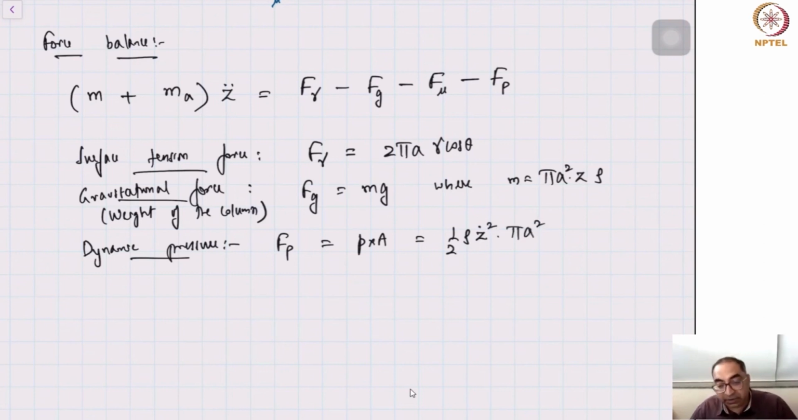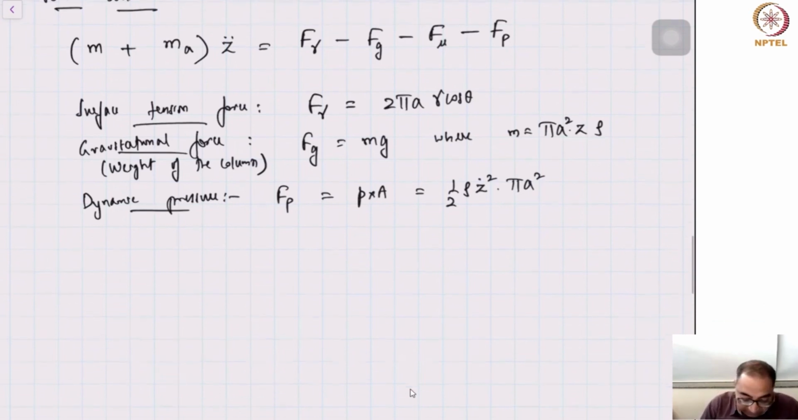Now one can easily understand why this term would enter. In the initial stages, the fluid is rising with almost like an inviscid flow, because the boundary layer is very thin. When the fluid is rising with a velocity of z dot, if I apply Bernoulli's equation, the pressure would be lower in that region. So at the entrance region, the pressure will be lower, and this provides some kind of a reverse suction force which tries to pull the column back. So that's basically the dynamic pressure.